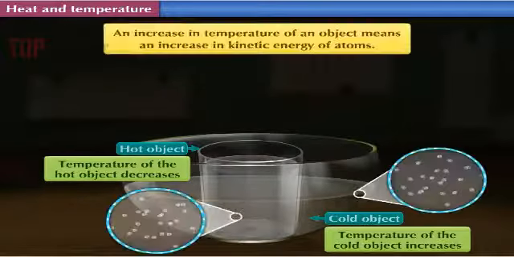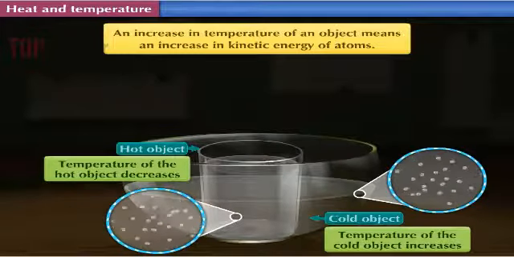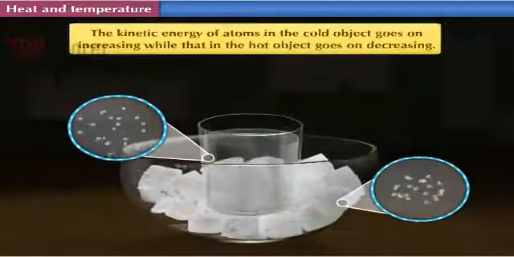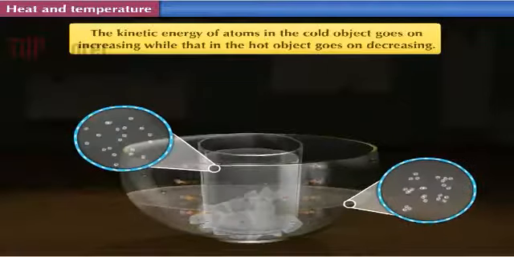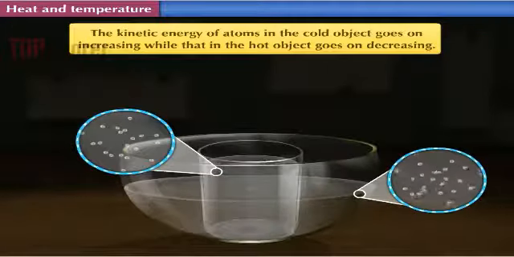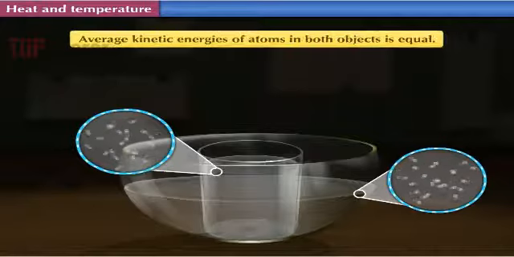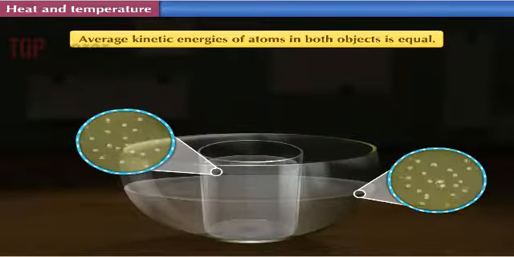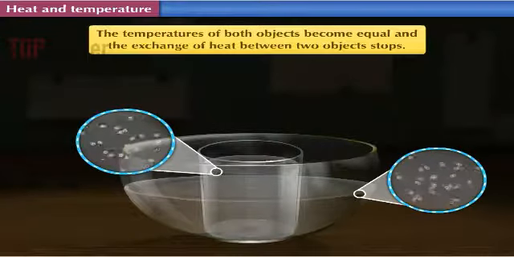We know that an increase in temperature of an object means an increase in kinetic energy of atoms. Thus, the kinetic energy of atoms in the cold object goes on increasing, while that in the hot object goes on decreasing. This continues, and after a while, a time comes when the average kinetic energies of atoms in both objects become equal. That is, the temperatures of both objects become equal, and the exchange of heat between two objects stops.